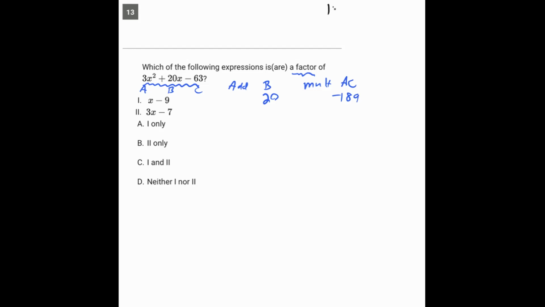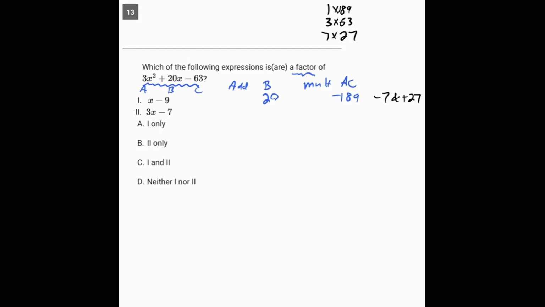So 189, of course, divides by 1. 189 divides by 3. It doesn't divide by 4 or by 5 or even by 6, but it divides by 7. 189 is 7 times 27. So what two numbers add to positive 20 and multiply to negative 189? That would be negative 7 and positive 27. So we're going to break that middle term down into negative 7 and positive 27.